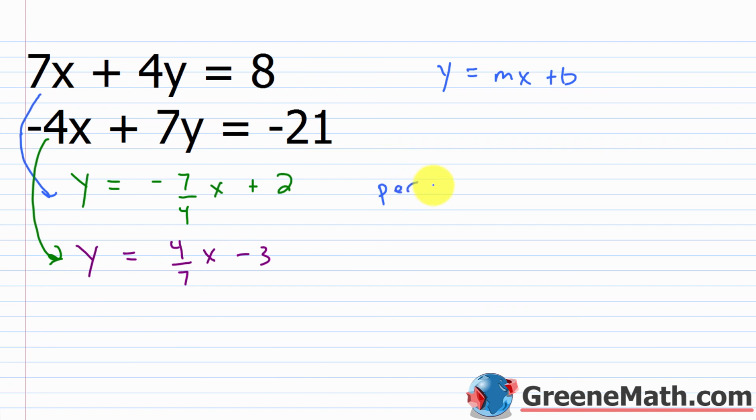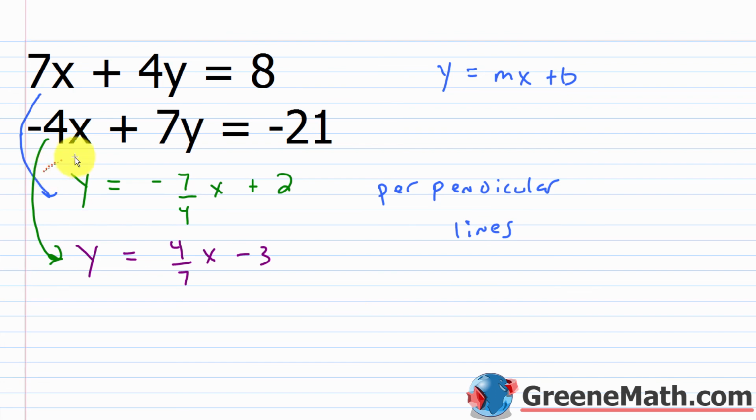Perpendicular. And what this means is that these two lines will intersect at a 90-degree angle. For those of you who have never seen this or taken geometry before, I'm going to graph this real quick so that you can see it.